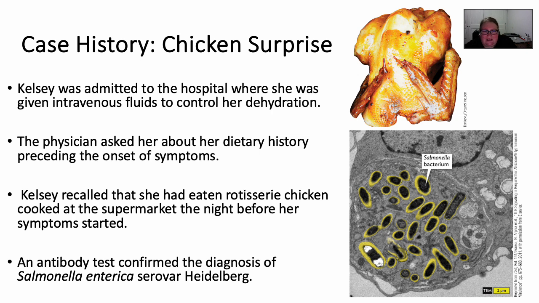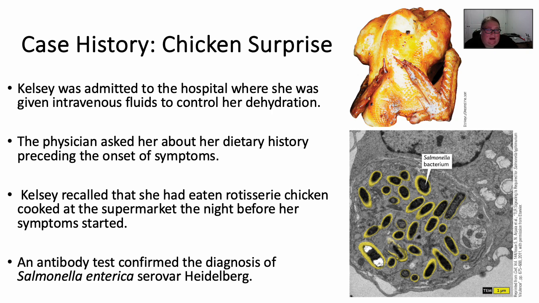Kelsey, being single, didn't want to cook after work that day, so she stopped at the supermarket and picked up a rotisserie chicken, and she ate the rotisserie chicken for dinner the night her symptoms started. Armed with this information, a stool sample and a blood sample were collected from her. They ran it through an antibody test with fluorescent microscopy. Well, what the doctor was thinking was happening actually did happen.